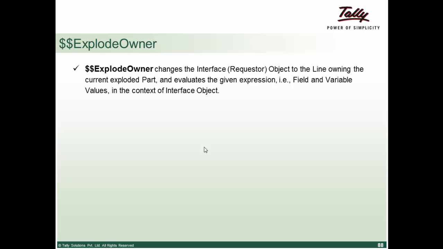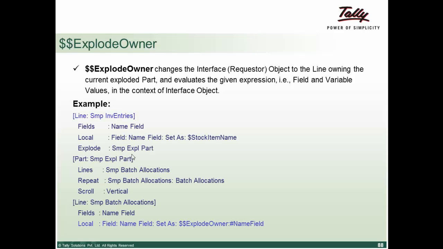Explode owner. Every line can contain exploded parts. Any value that you need in your exploded part from the parent line, you can go for $explode owner to evaluate it on that main line. So here is an example that we have done. $explode owner hash the name field, it gets the value from here. If we would have mentioned simply hash name field, it would have returned value from here.